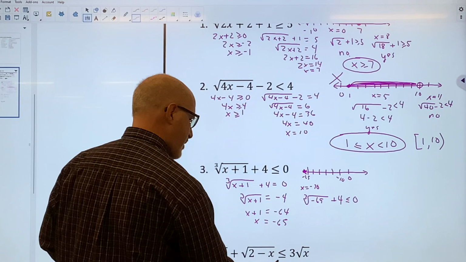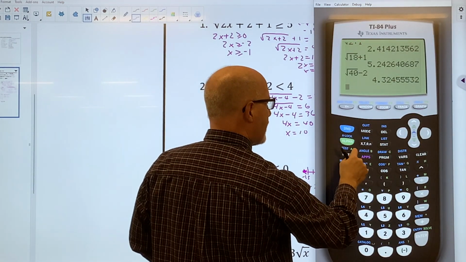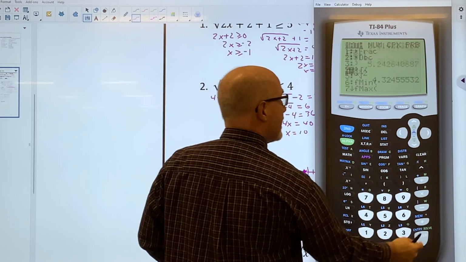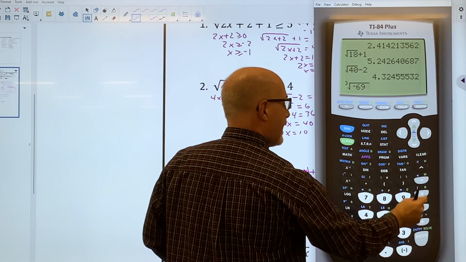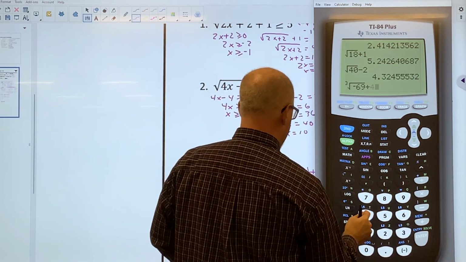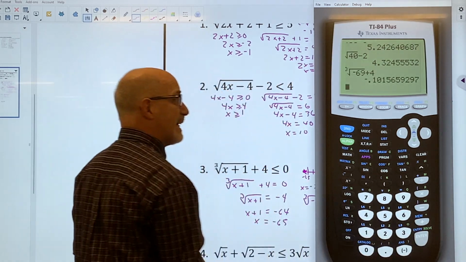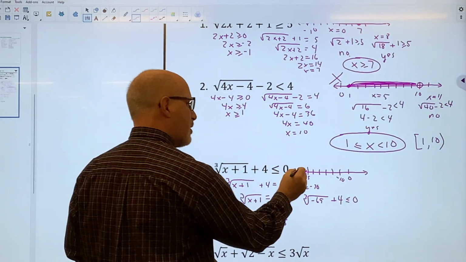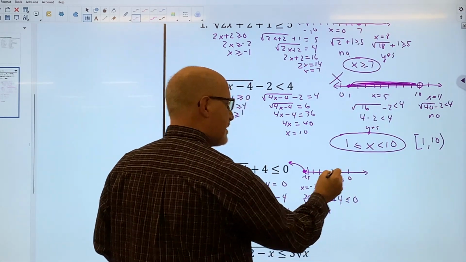Let's test it out on our calculator. So we do our cube root. So let's go to math. Go down to the cube root, and I'm going to do -69 here, and then get out of the cube root, add 4, and is that going to be less than or equal to 0? Okay, it is less than 0, it's a negative, so I am going to go out in this direction. This is a yes.